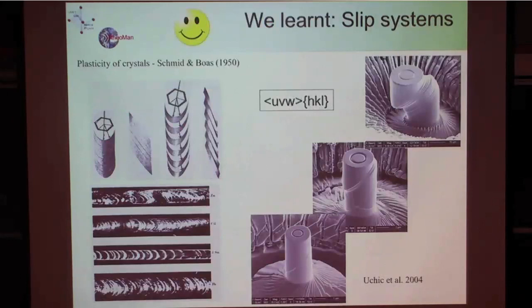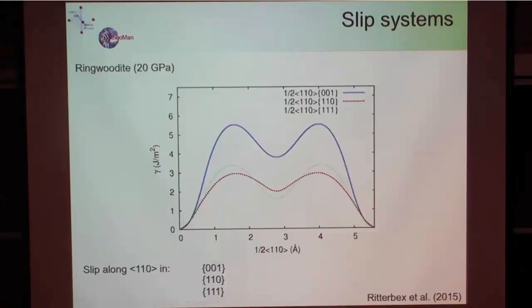OK, I will make a few stops during this presentation. Can I ask you about how to read this diagram? Is it right that the x-axis is in angstroms, so distance? Yes. So this is the displacement along that direction.